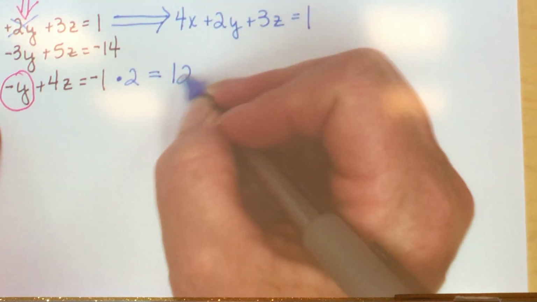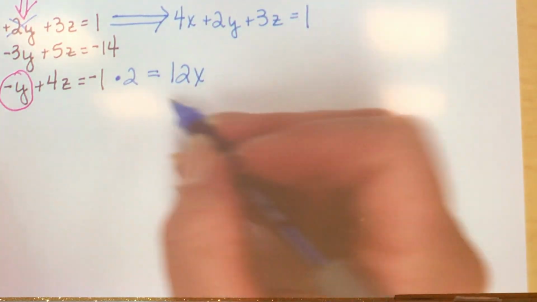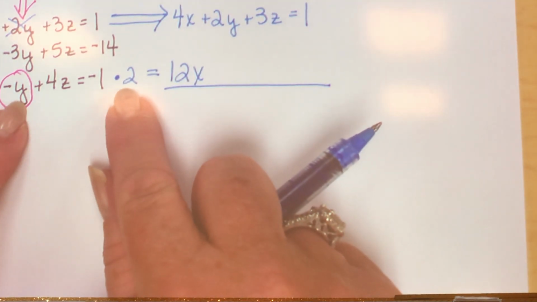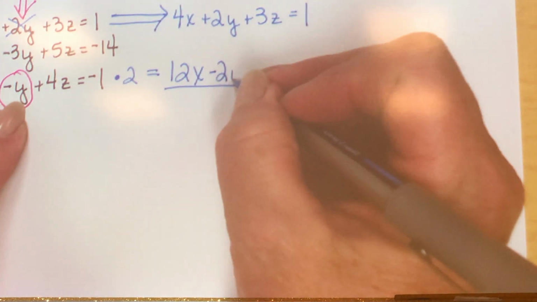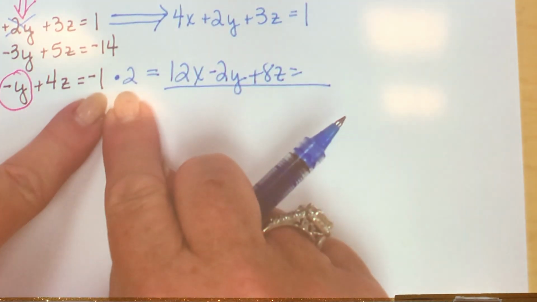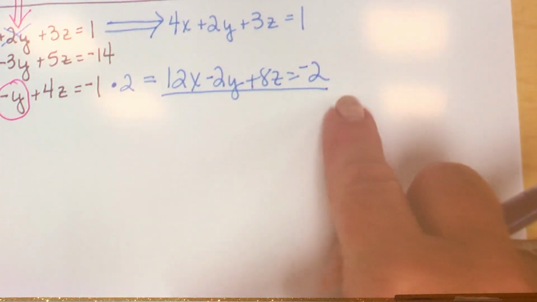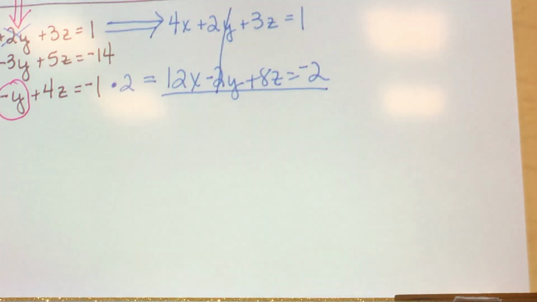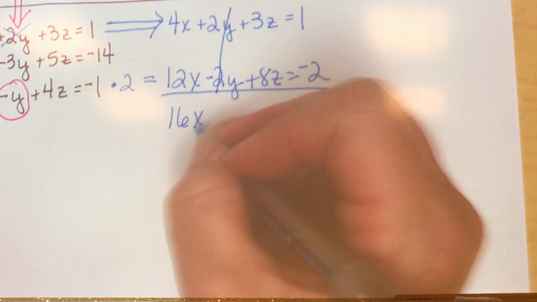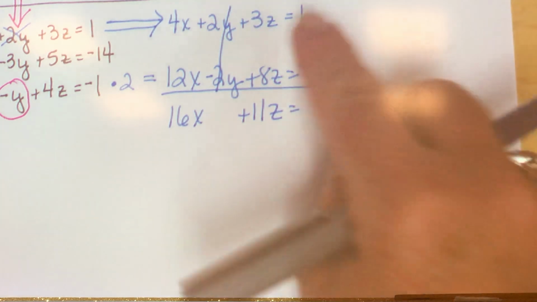12x. Notice that I'm lining up my x's. I'm lining up my y's. Because what am I fixing to do? People, I'm fixing to add those, okay? And get rid of those y's. So what do you get here? Negative 2y. What do you get here? Plus 8z equals what? Negative 2. So I'm adding them. How do I show that I'm adding? I draw a line under them. Do you see these y's? They cancel each other out. What is 4x plus 12x? 16x. What's 3z plus 8z? And 1 and negative 2?